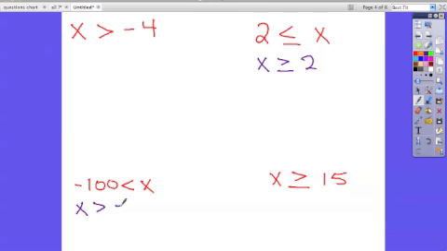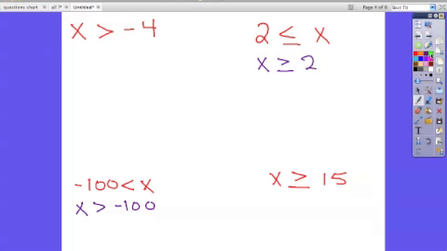You want to make sure that the symbols are facing the numbers in the same way, meaning that like on this one I flipped it around so the alligator mouth is still eating the X, and it's still eating the X over here, and same thing. The alligator mouth still eating the X, still eating the X here. Now we're going to graph these.